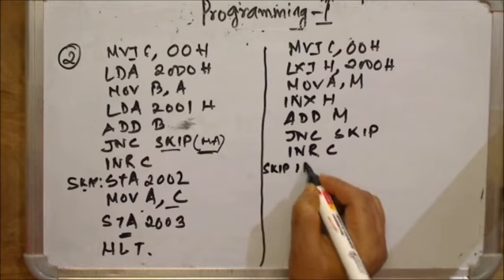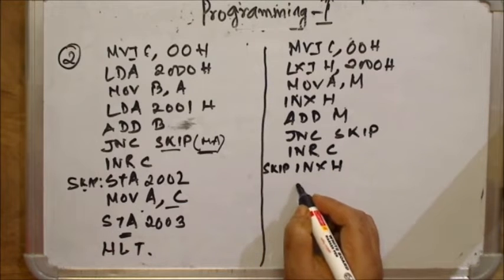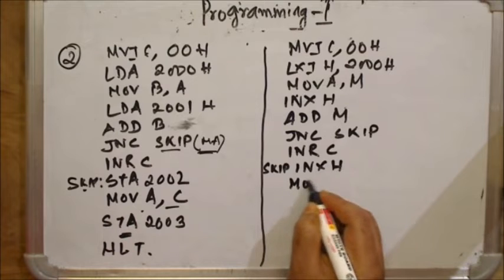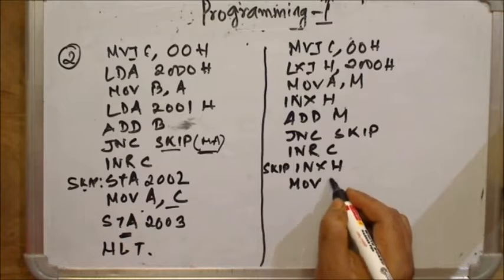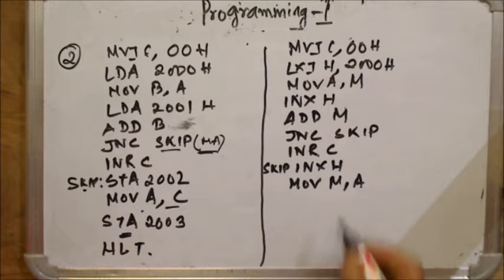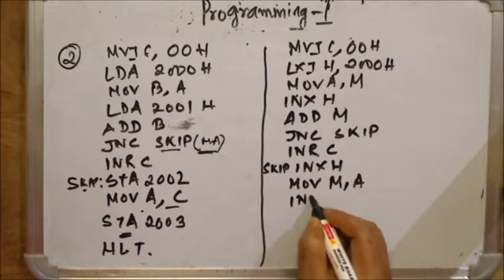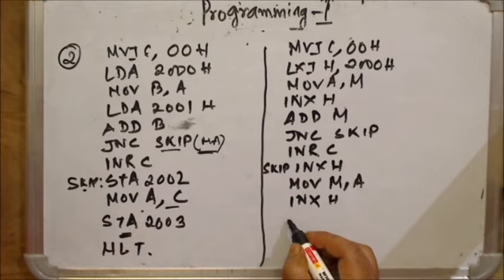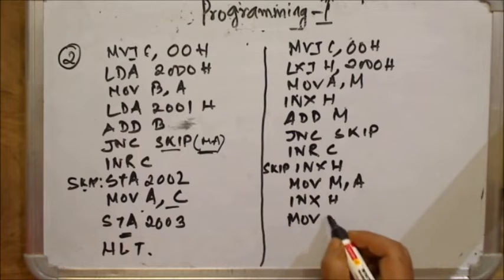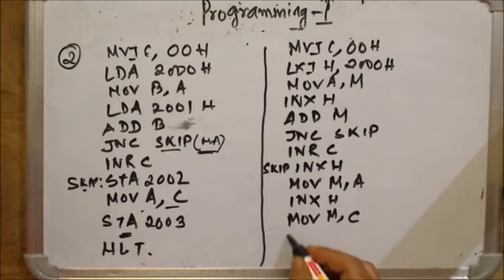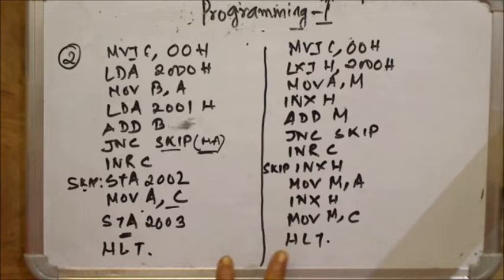Then we will go to the next memory location to store the sum, INX H. Our sum is stored in the accumulator, so we will store it in 2002. Then again we will increment the HL pair to store the carry. Our carry is in the C register, MOV M, C, and then we will halt the program. So these are both the programs, the same program using two different methods.